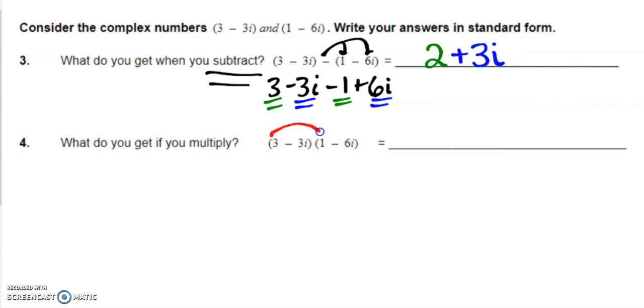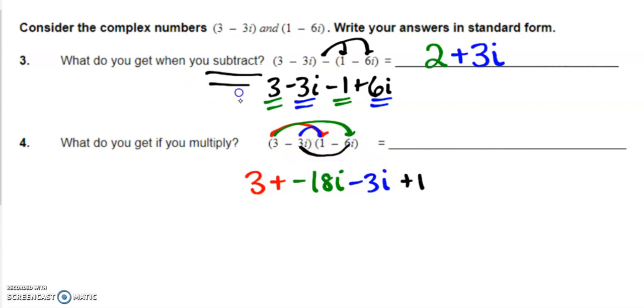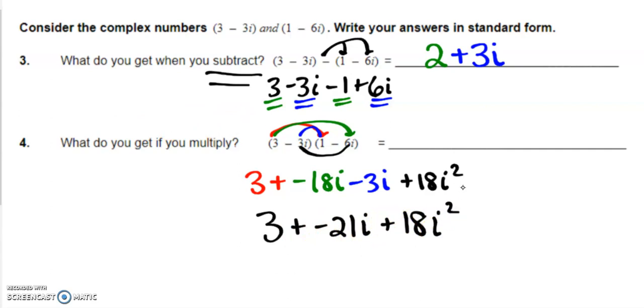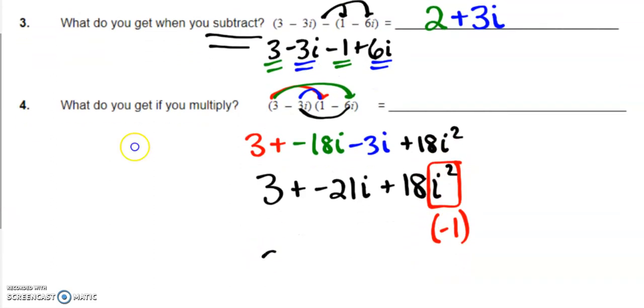All right, when we multiply, just like the first question, 3 times 1 is 3, plus 3 times -6 is -18i, minus 3i, plus 18i squared. I'm going to clean up what I can. And then notice that 18i squared, that i squared becomes a -1. So really what I have is 3 minus 21i.